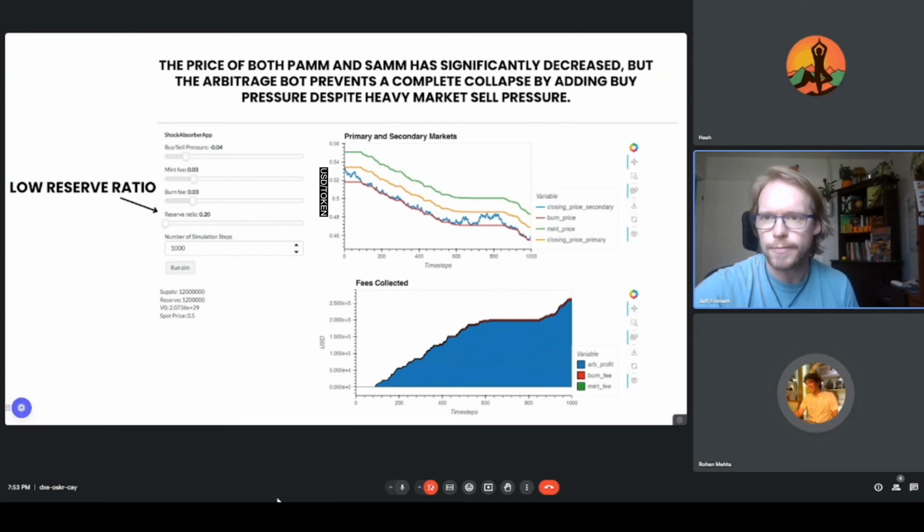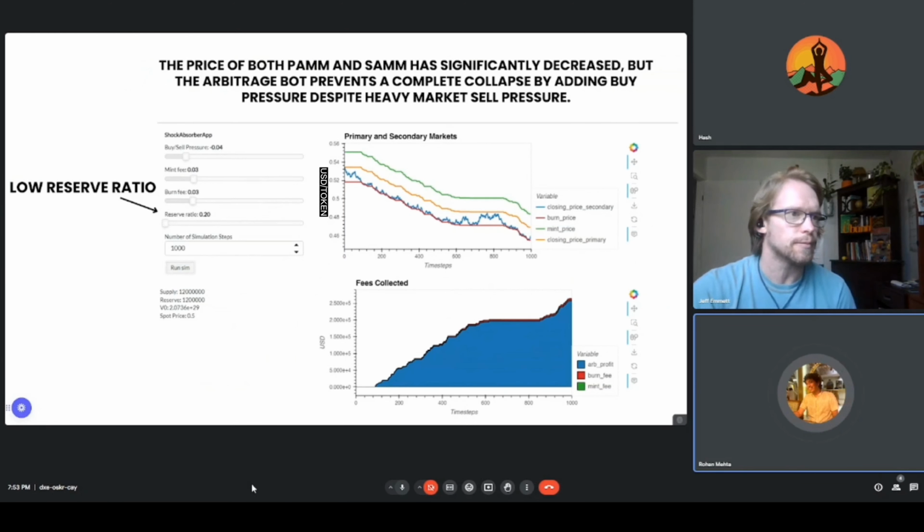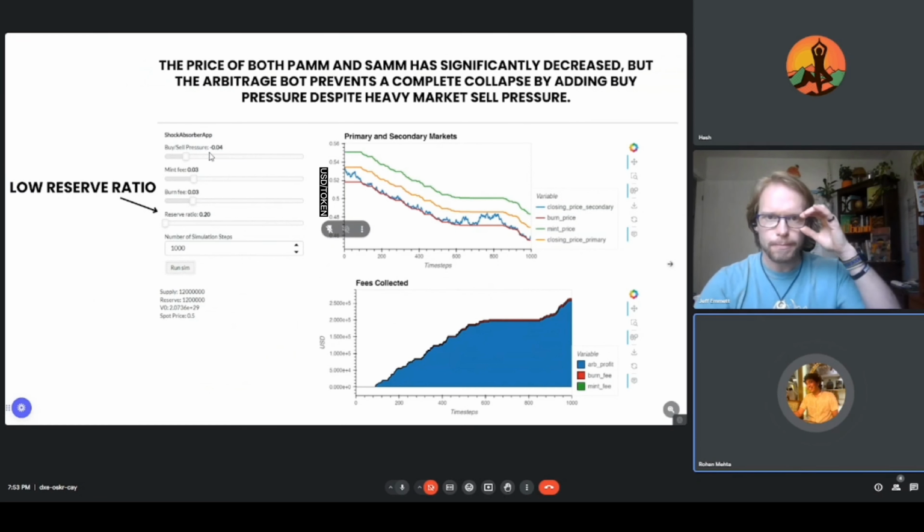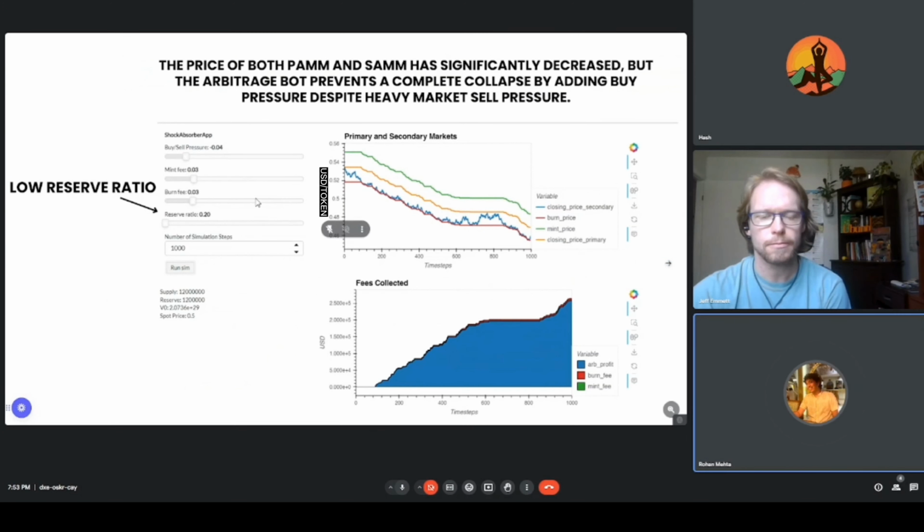Yeah, thanks, Jeff. So here we can look into a particular scenario that we've set up, where you have the buy and sell pressure at negative 0.04, which again, the number doesn't matter, but what it means is there's a heavy sell pressure that is pushed onto the secondary market. And you can see that through the blue line in the first graph going down over time. Here we have a reserve ratio of 0.2, so it's on the lower end of what we can set in this model.